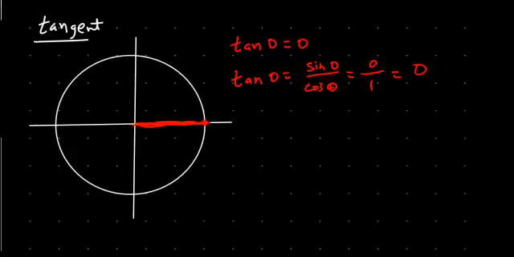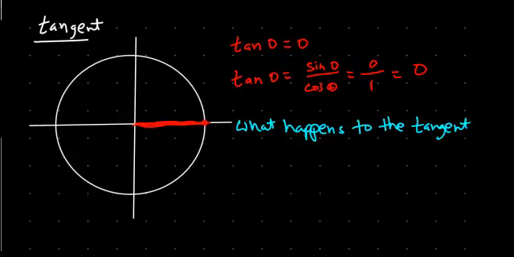Now let's talk about what happens to the tangent at pi over 2. Okay? How are we doing here? 7 minutes. So let's talk about this one, and then the next video we'll work a couple problems, then we'll have a last video where we look at the graph of the tangent.